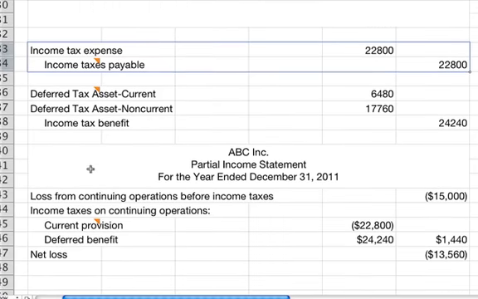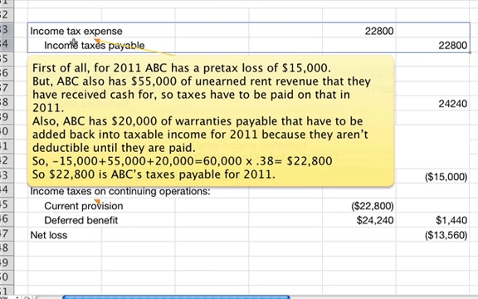And the way we get this number, for 2011, ABC has a pre-tax loss of $15,000. But ABC also has $55,000 of unearned rent revenue that they have received cash for, so taxes have to be paid on that in this year, which is 2011. And ABC has $20,000 of warranties payable that have to be added back into taxable income for 2011 because they aren't deductible until they are paid.